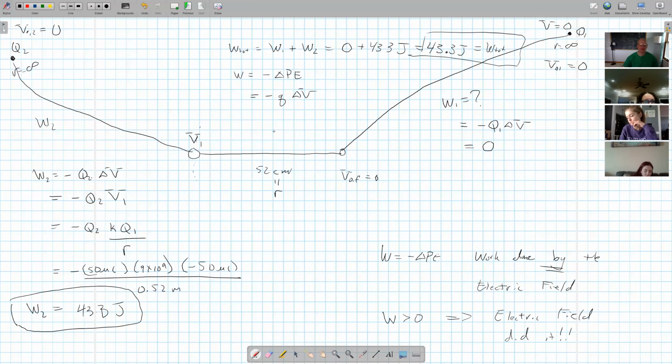Now what would happen is if the work was negative, then that means I had to do it. So if the work was equal to a negative value, that means that something else did it. So an external object did it.